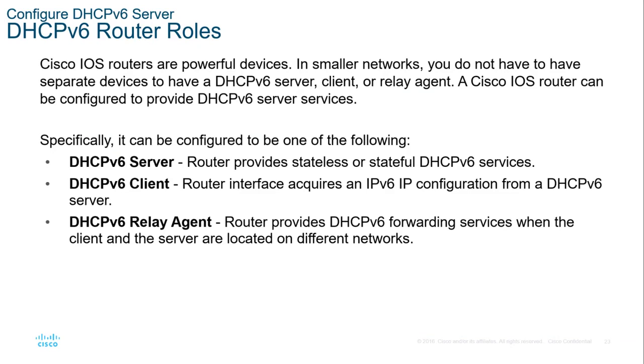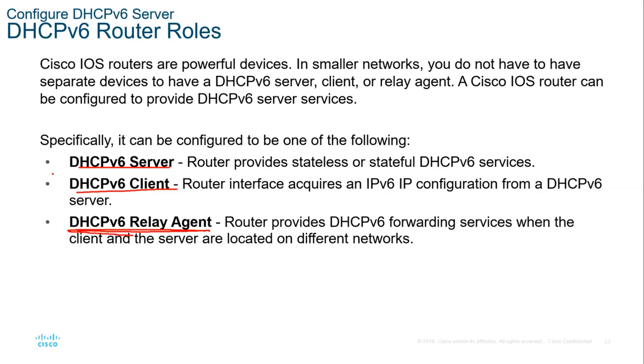So, DHCP version 6 router roles. Cisco IOS routers are powerful devices. In a small network, you do not have to have separate devices for the DHCP version 6 server, client, or even relay agent. The IOS router can be configured to provide these services. Specifically, it can be configured to be one of the following: your router can serve as the server, it can serve as the client, or it can serve as a relay agent.